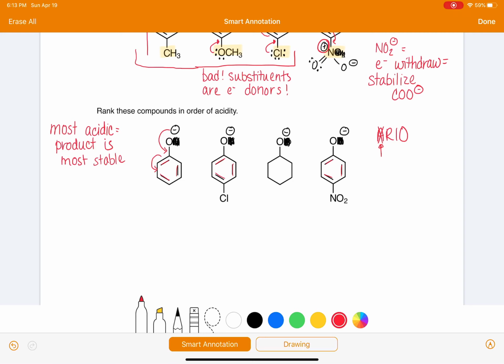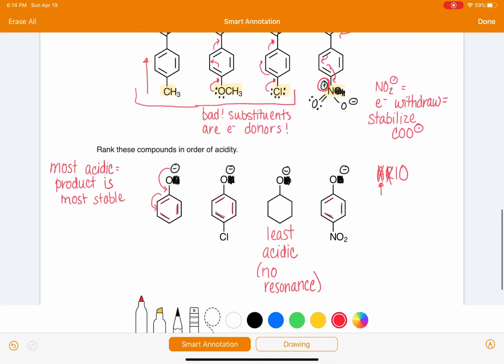So because 3 out of the 4 have resonance, this one that has no resonance is going to be the least acidic because its product is the least stable. And again, this is because there's no resonance. Of the remaining 3 that we have, we've gone through R, now I, induction. Let's see if we can use induction.